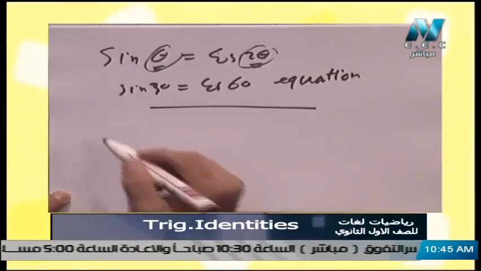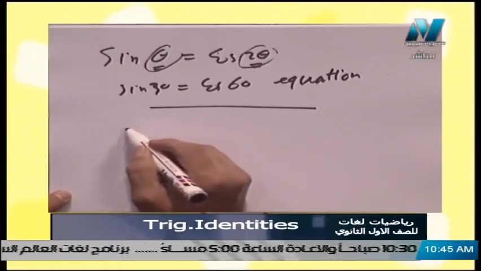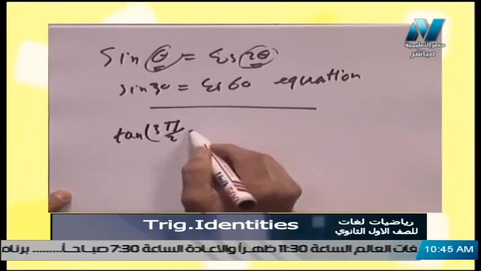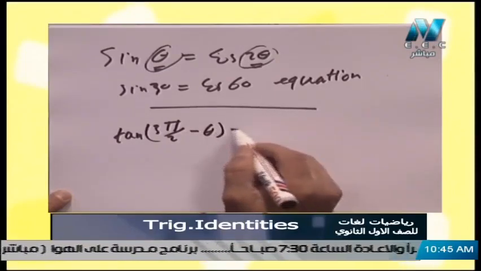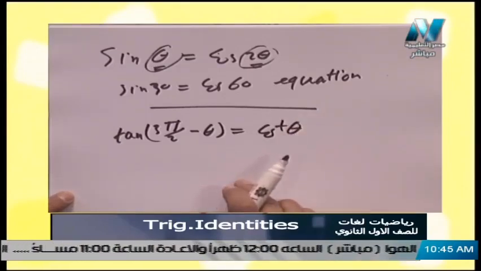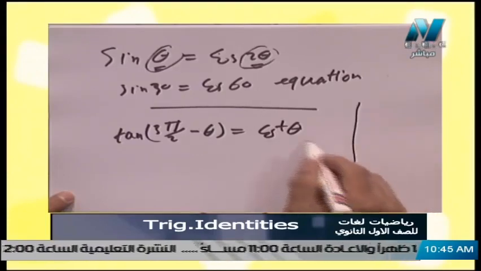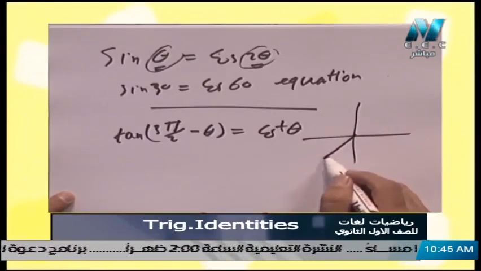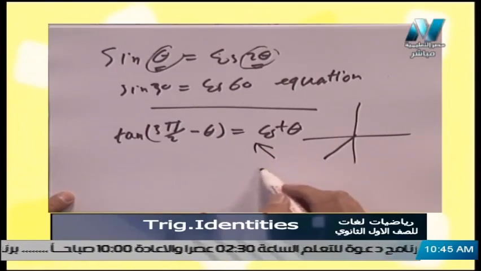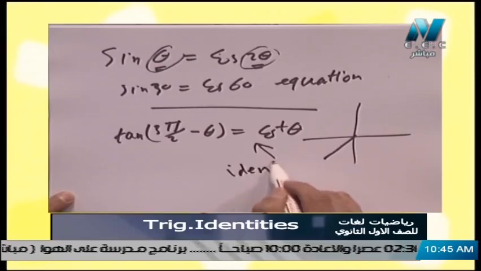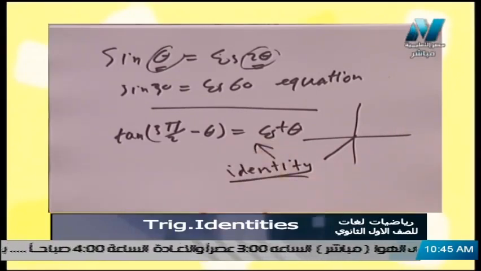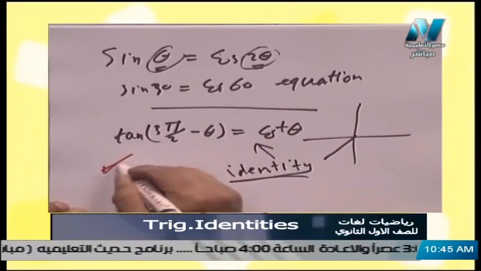Here also, if we have tan 3 pi over 2 minus theta, of course it's equal to cotan theta. It lies in the third quadrant, so its tan here is positive. So it's an identity because they are equal for all values of theta.